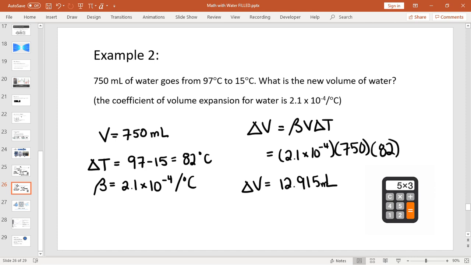And also, our change in temperature was much bigger. We only changed by 25 degrees. This time we're changing by 82 degrees. Okay, so did I answer the question? No, because the question is, what is the new volume of water? So you need that second step.